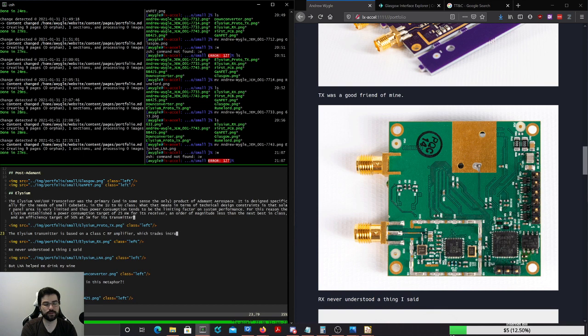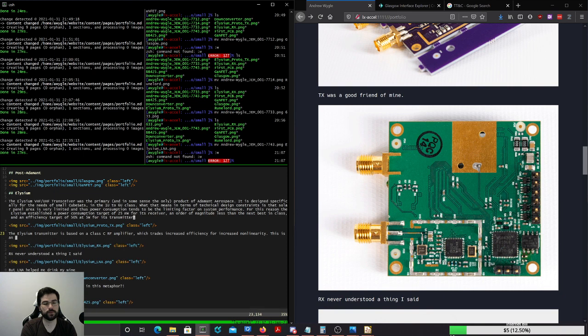Which trades increased efficiency for increased nonlinearity. Everything is complicated, absolutely.